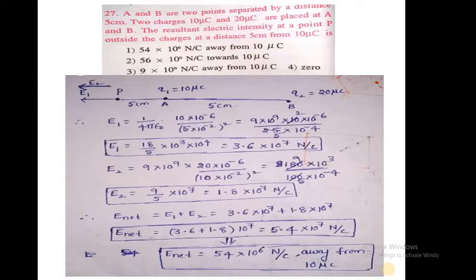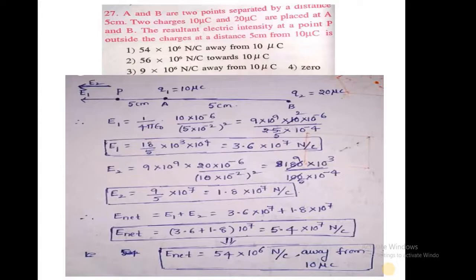In similar manner, we should calculate the E2. 1 by 4 pi epsilon naught into Q2 by R square. Here the distance is 5 centimeters plus 5 centimeters. The point lies at a distance from the Q2 of 5 centimeters plus 5 centimeters, that equals 10 centimeters. That means 10 into 10 to the power of minus 2 whole square. Finally, we get the E2 as 1.8 into 10 to the power of 7 Newton per Coulomb.